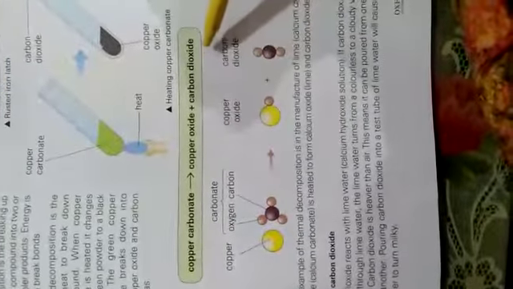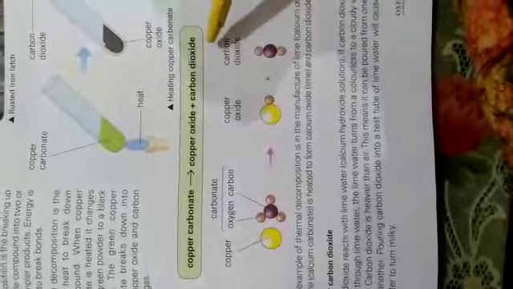The change in their color shows that chemical change has occurred and some new substance has been formed. You can concentrate on this equation also. Copper carbonate, when it is heated, this is thermal decomposition, gives copper oxide, that is black color powder, plus carbon dioxide, which is evolved during this reaction and dissipates in the environment.